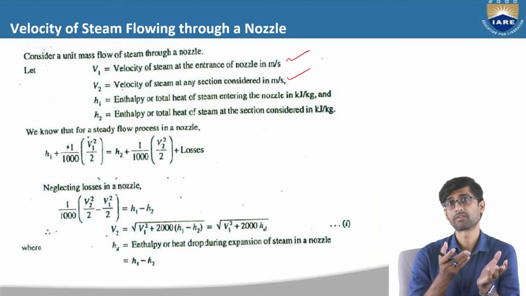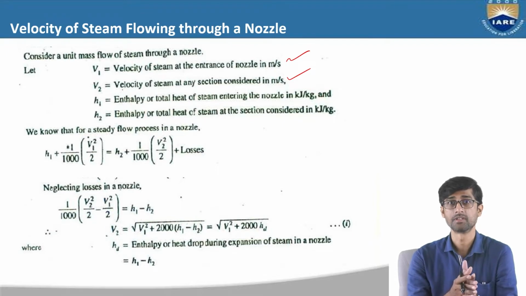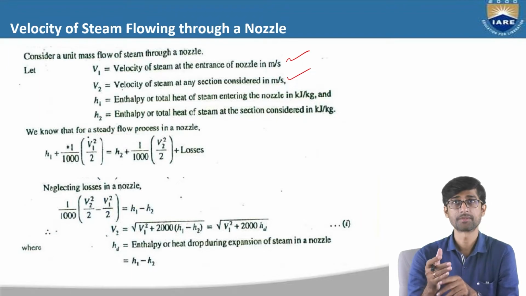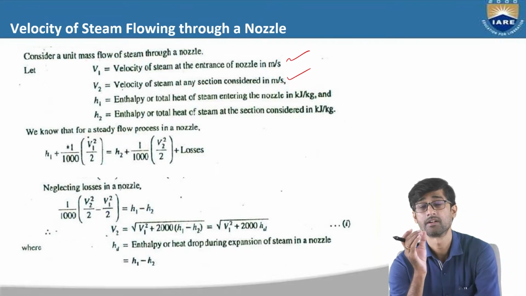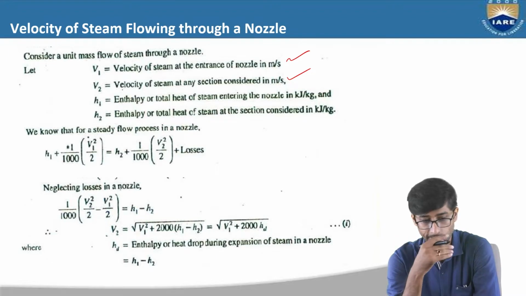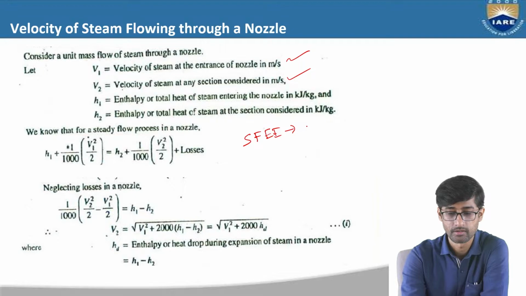We don't know whether we are calculating for a convergent nozzle, a divergent nozzle, or a convergent-divergent nozzle. In general, we are calculating the velocity of steam passing through steam nozzles. Let H1 be the enthalpy or total heat of steam entering the nozzle, that is at the entrance, and H2 the enthalpy of steam after passing through, that is the exit. Let us apply the steady flow energy balance equation to a steam nozzle.